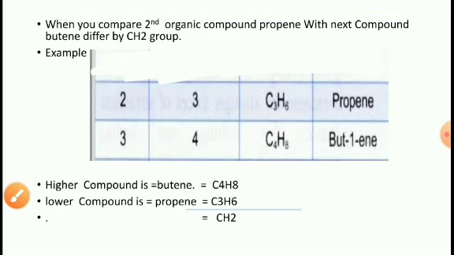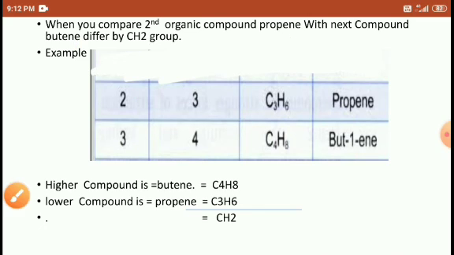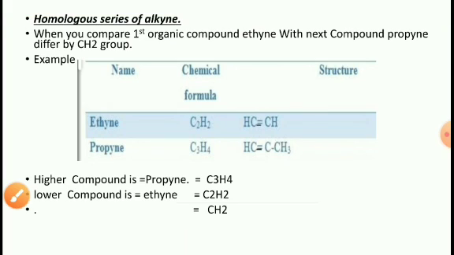Right students? Similarly, the second organic compound propene and the next compound butene differ by a CH2 group. When you subtract here, you get the same formula CH2. Right students? And the homologous series of alkyne.